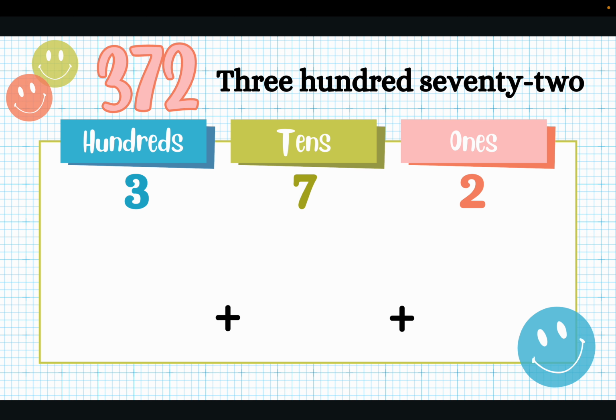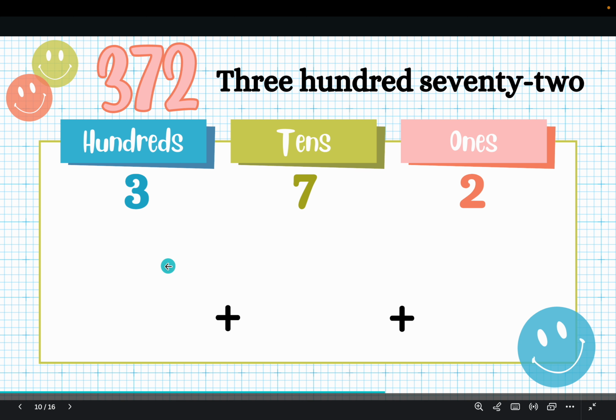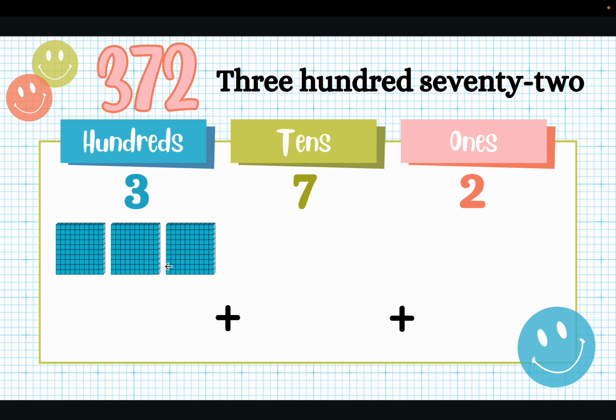Below that, we're going to draw our base 10 blocks. Remember, we're going to do dots for our ones, lines for our tens, and squares for our hundreds. We should have 3 squares for 300, 7 lines for 70, and 2 dots for 2. That's going to be 372 with our base 10 blocks.